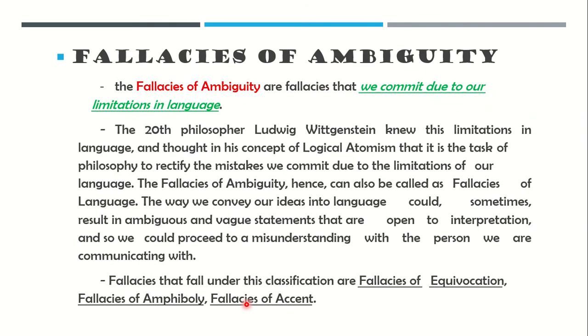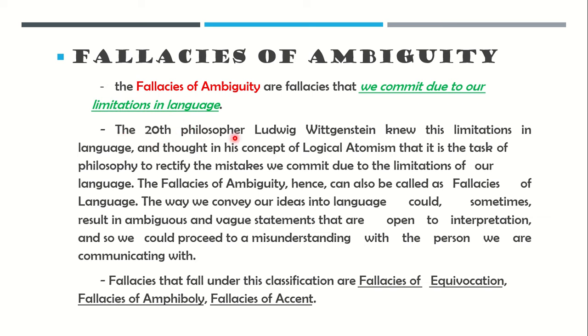Now, let us proceed to the third classification of fallacies, and this is the fallacies of ambiguity. Now, from the word ambiguous statement. So, it is something that is unclear or uncertain or vague, that presents a vague meaning. So the fallacies of ambiguity are fallacies that we commit due to our limitations in language.